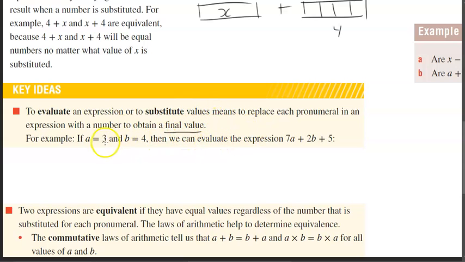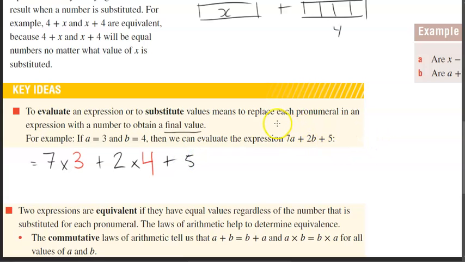For example, if we assign the values of a to 3 and b to 4, then we can evaluate the expression 7a plus 2b plus 5. What we're going to do is, remember 7a just means 7 times a, and 2b just means 2 times b. So all we end up with is 7 times, now a is being assigned to the number 3. I'll put this in a different color to indicate what's being substituted in. So this is 7 times 3 as the first part, plus 2 times b, which has been assigned the number 4, and then we have this plus 5 tagging on at the end.